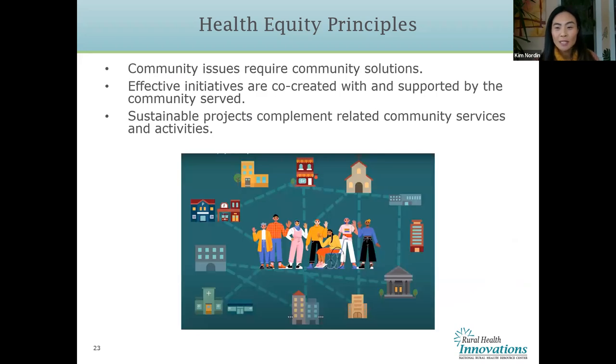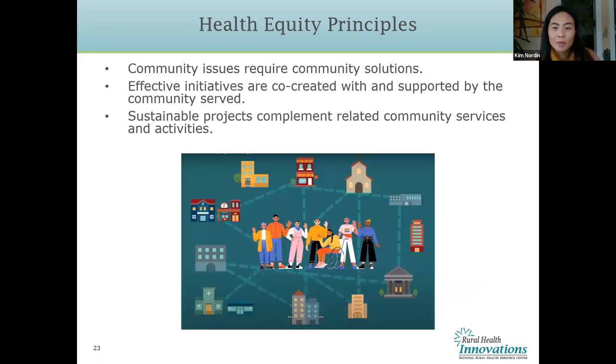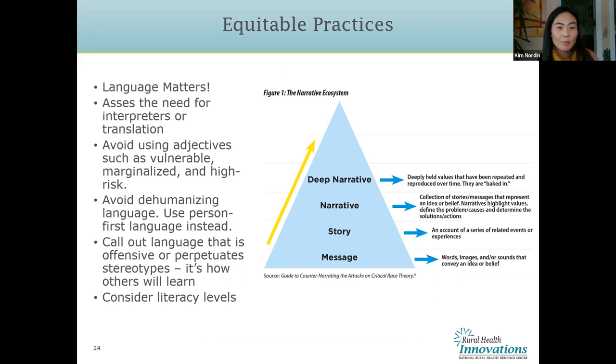Organizations that reflect the populations served are more likely to understand community experiences, connect with community, and effectively support community solutions. And effective strategies are grounded in cultural knowledge and wisdom. Community issues require community solutions. Effective initiatives are co-created with and supported by the community served, and sustainable projects complement related community services and activities. And my last couple slides are just some equitable practices to keep in mind.